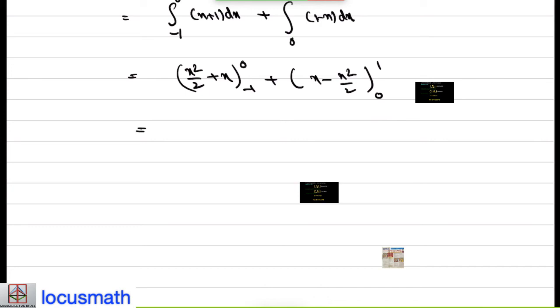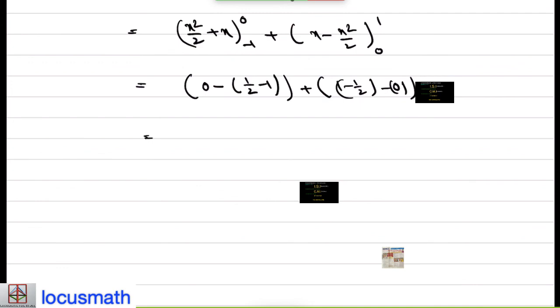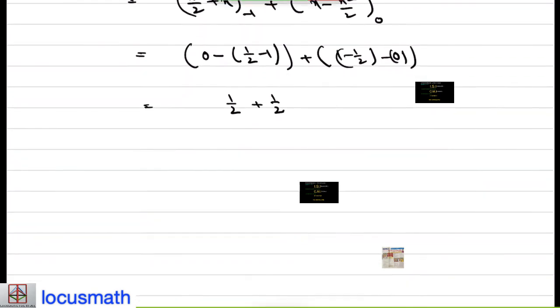Substituting the upper limit, it will be 0 minus, substituting the lower limit, 1 by 2 minus 1, plus 1 minus 1 by 2 minus 0. This is equal to minus minus 1 by 2 plus 1 by 2, plus 1 by 2. So this is 1 by 2 plus 1 by 2, which is 1, therefore 1 square unit. So this is the required area.